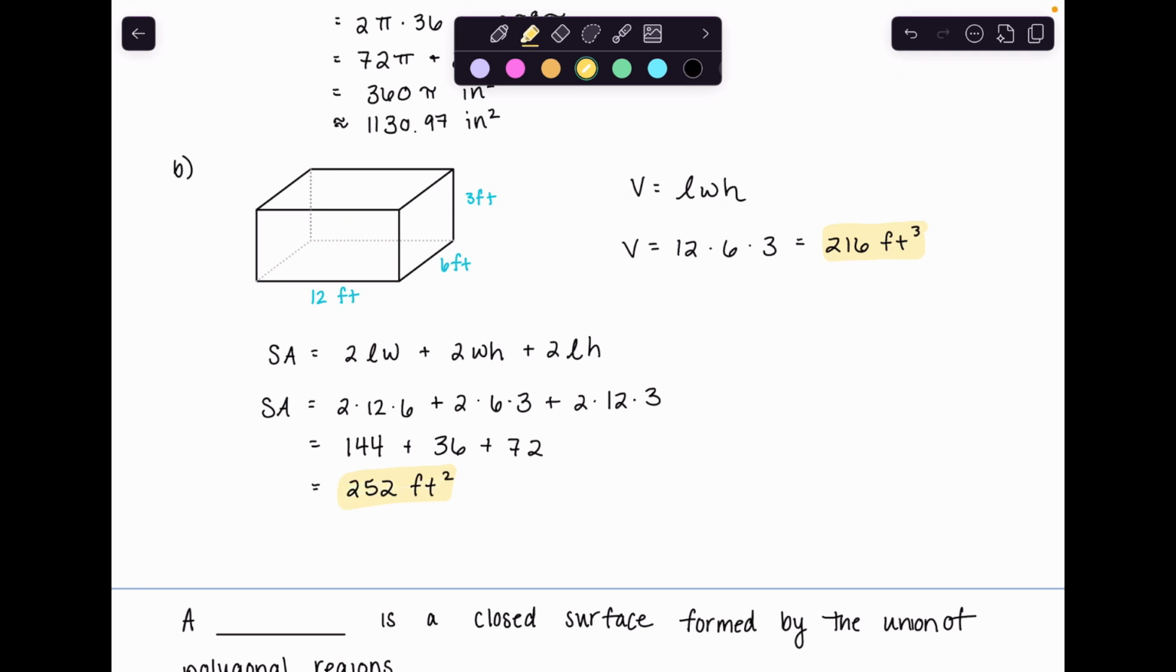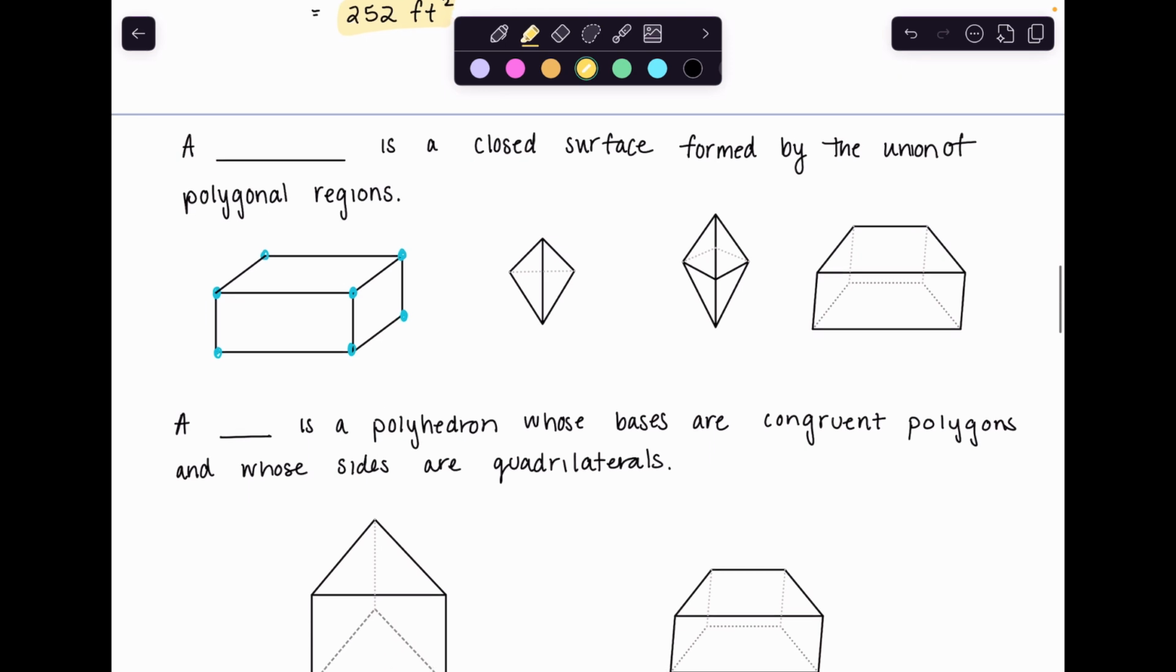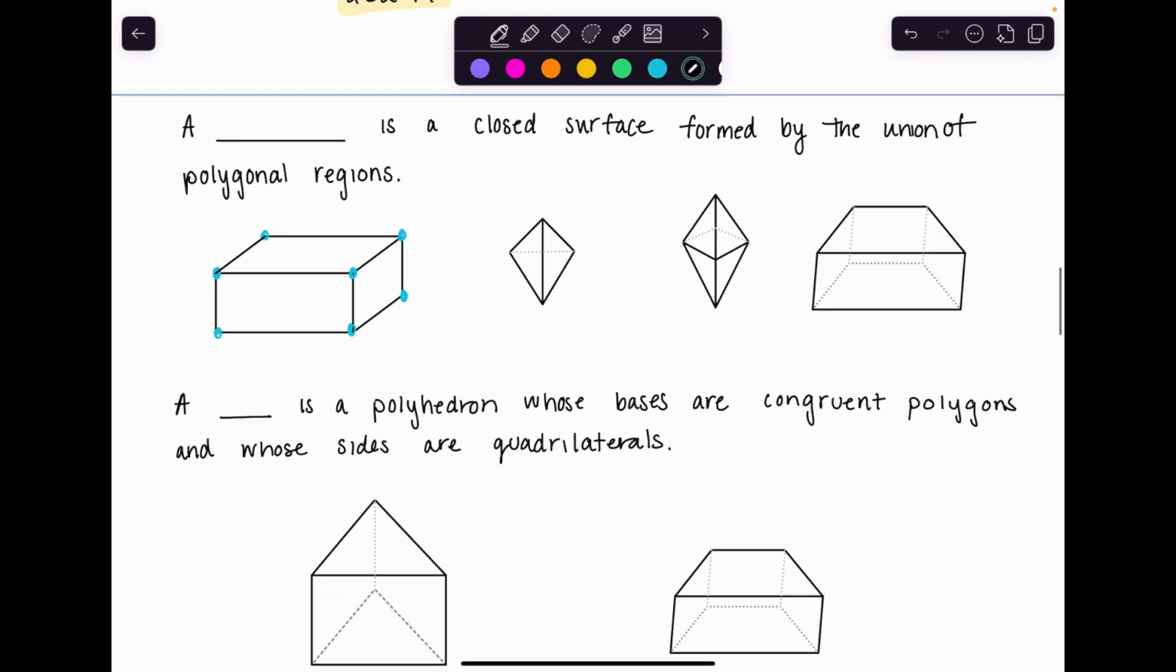So now we're going to talk about a more general type of figure. So it's not some of the clear-cut shapes, but these are more defined for things you see in everyday life. So the first thing we're going to talk about are polyhedrons. So a polyhedron is a closed surface formed by the union of polygon regions. Basically meaning you take a bunch of polygons and then you connect them all together somehow.